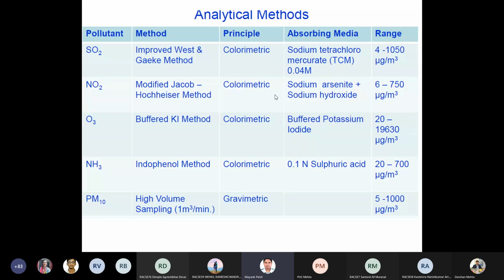These are the various absorbing media that you need to use for measuring the pollutant.